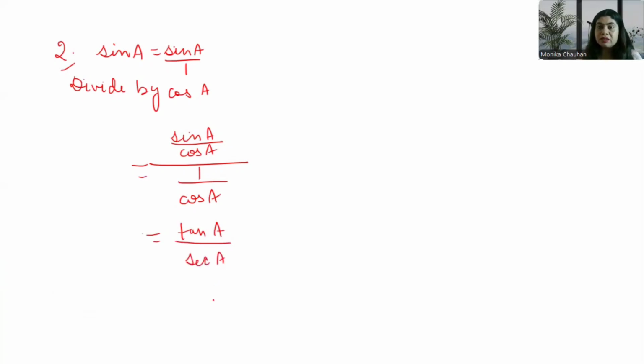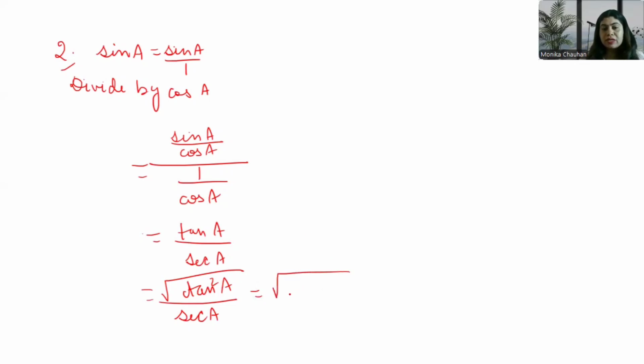Is this my final answer? Not at all. What to do? Again, the same trick. Because still I have tan. So you have to make the root and make the square of it. Already in the denominator, you have sec A, so you don't need to do it. Now, there's an identity: 1 plus tan square theta is sec square theta. So to make it sec square, tan square, you have to write down root of sec square A minus 1 upon sec A. And that is your answer.